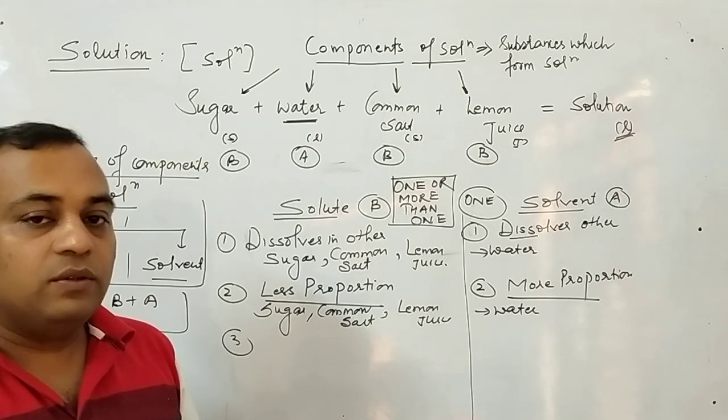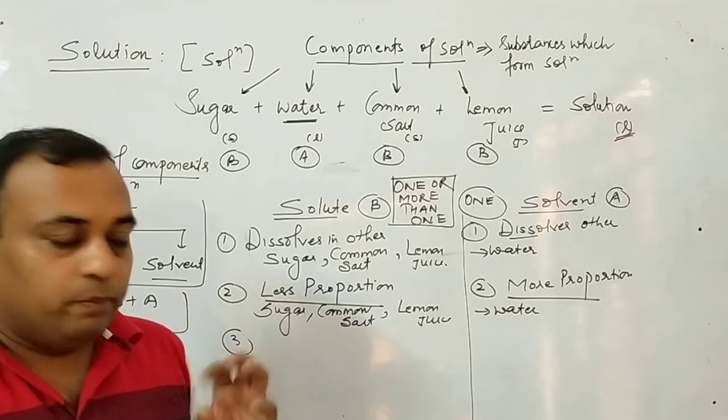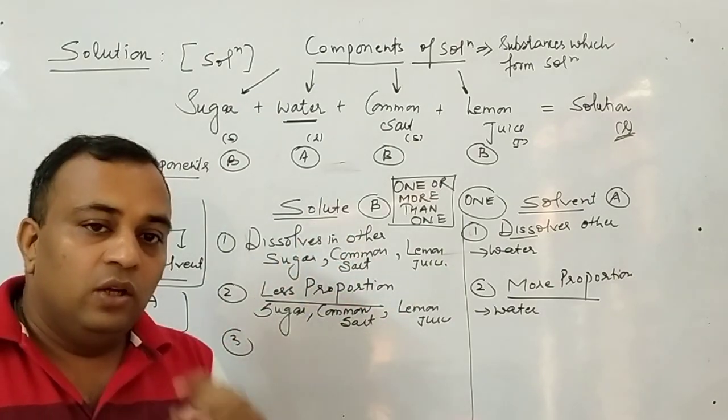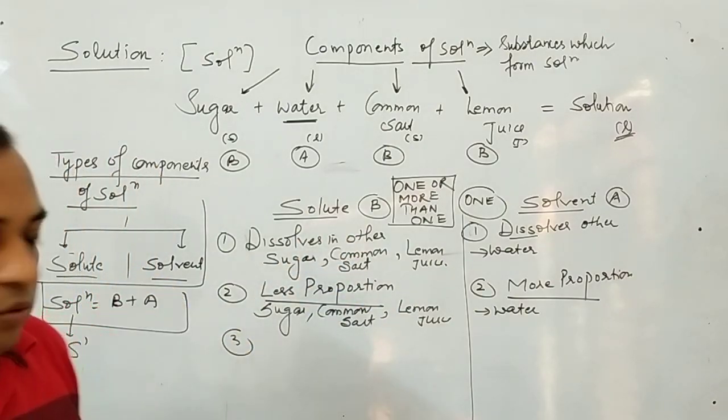You cannot distinguish on the basis of one point. So just be clear in the numerical that you have to correlate all these three points to distinguish or to identify the solute and solvent.